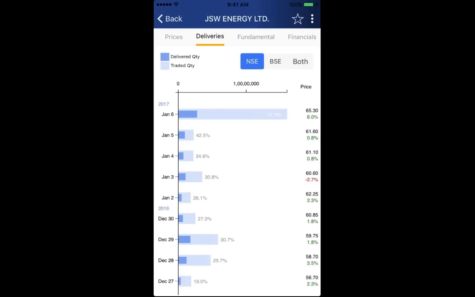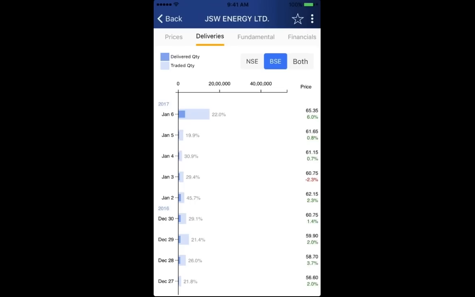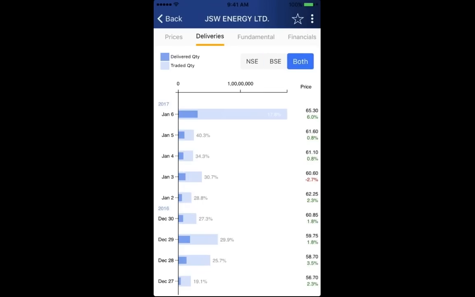If you just swipe your screen from right to left, it goes to the deliveries. I hope that everyone is following me and doing the same on your Stockedge. This page is really interesting where you can quickly check what has been the delivery volumes in percentage terms over the last few days, in NSE, in BSE, or the one which I like the most is both, which combines both the exchanges.